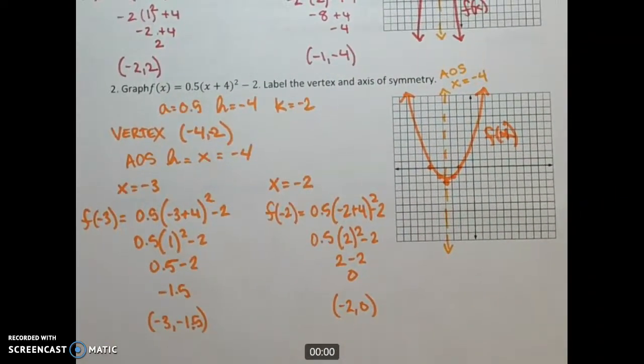Alright, there is number 2 for you. Everything you need to know. And that is vertex form. Please pause now if you need to spend longer on it.